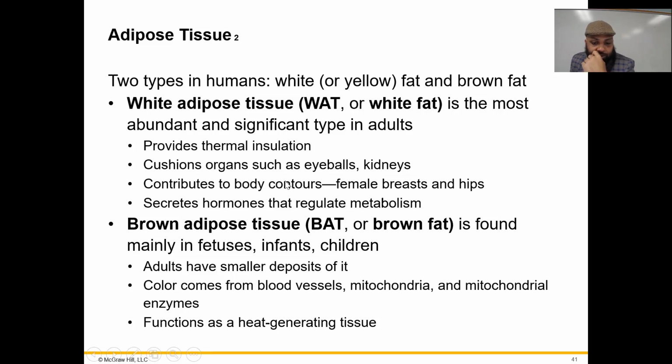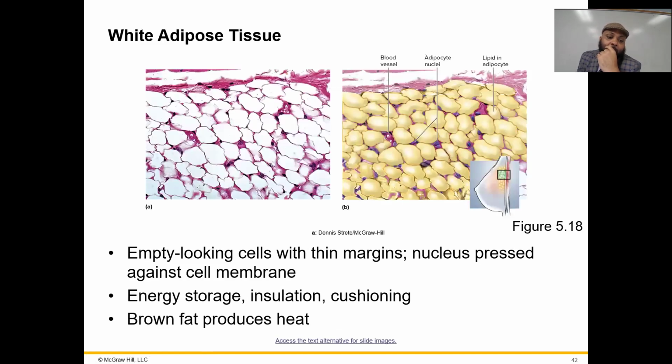Brown adipose tissue or brown fat is found mainly in fetuses, infants, and children. Adults have smaller deposits of the brown adipose tissue. The color comes from blood vessels, mitochondria, and mitochondrial enzymes. It functions as heat-generating tissue.